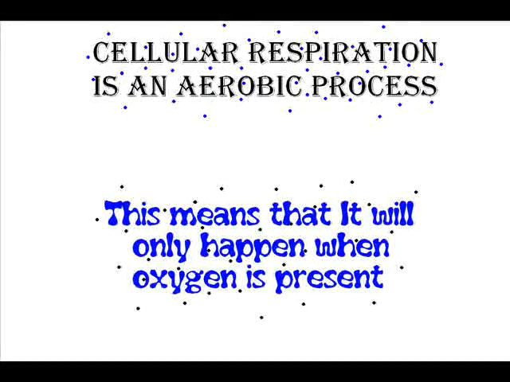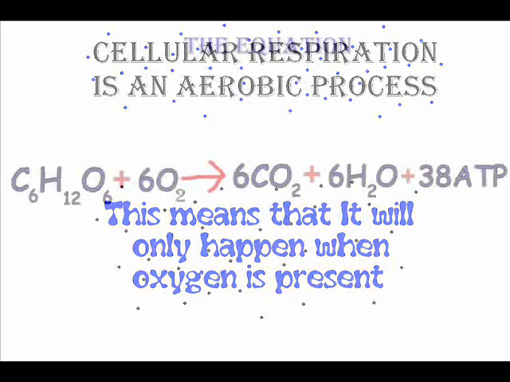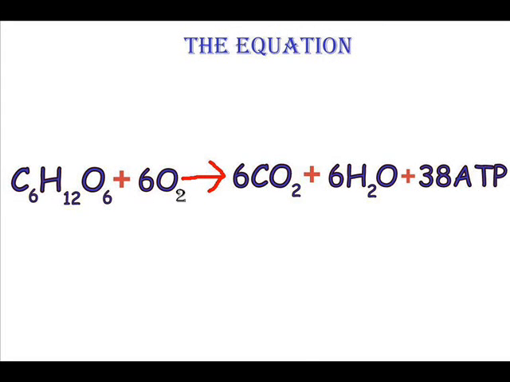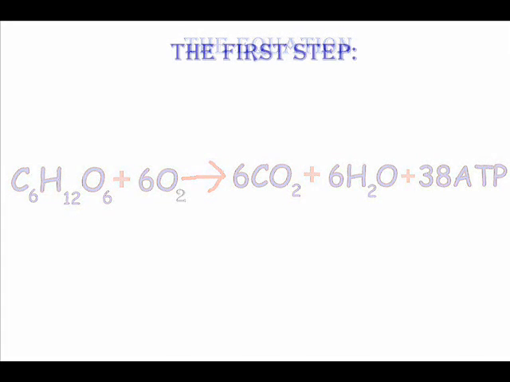Cellular respiration is an aerobic process. This means that it will only happen when oxygen is present. Now, the equation for cellular respiration is 1 glucose and 6 oxygen molecules, which yields, or the products are, 6 carbon dioxide molecules plus 6 water molecules and 38 ATP. Now, ATP stands for adenosine triphosphate. We're going to hear more about that later on, but basically that is energy.